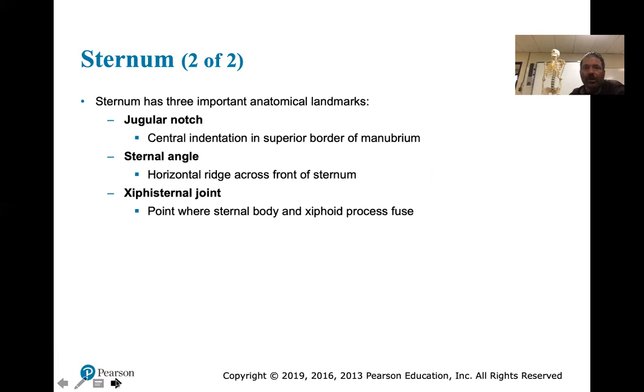All right, the jugular notch. Central indentation in the superior border. Right in there, there's a central notch. I can rest my finger right on that.